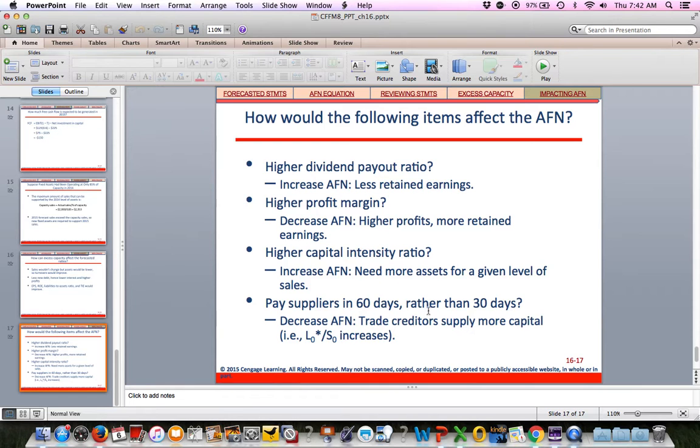What if we pay suppliers in 60 days rather than 30? That would decrease the AFN because we're keeping our money longer, right? Trade creditors would be supplying more capital. Now, that's how that one would work from a numerical standpoint, but you have to be careful about that one too. Are we incurring any late penalties? Are we getting our suppliers upset with us because we're taking so long to pay them? Will they stop selling to us? So that one's a little bit tougher, but clearly the longer we take to pay our suppliers, the more money we keep and the less funds we would need to borrow or acquire from some other source.